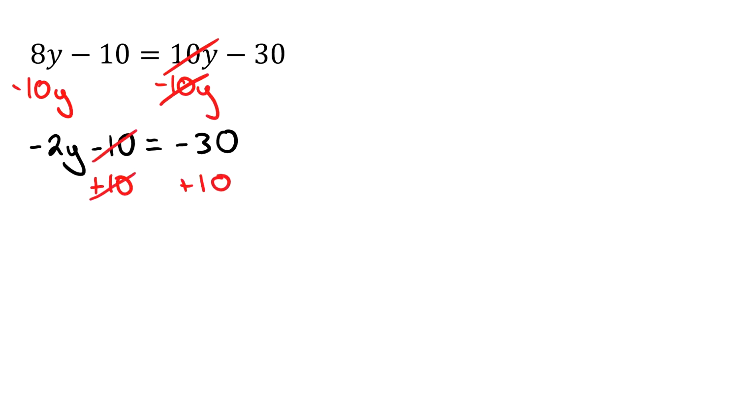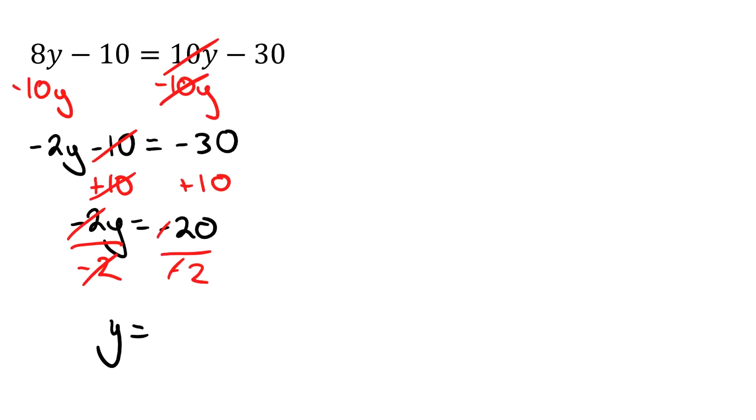That cancels out. The negative 2y remains. We get negative 30 plus 10, which is negative 20. And then finally, we want to get rid of that negative 2y. Now remember, that's negative 2 times y. So we're going to divide by negative 2. That cancels out. These negatives out the front also cancel out, and we're left with y equals 20 divided by 2, which is 10.